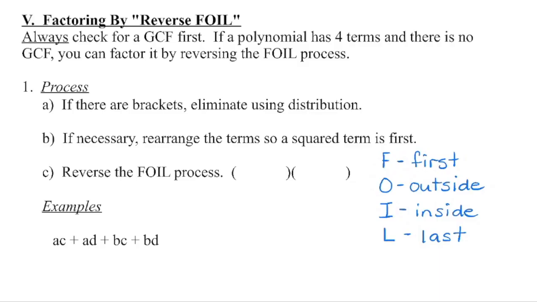When factoring polynomials, always begin by checking for a greatest common factor first. So if I take a look at this first polynomial, I have an a in the first two terms, but not in the last two.